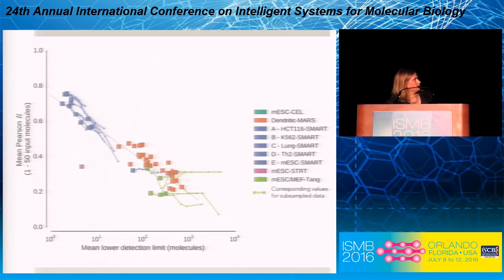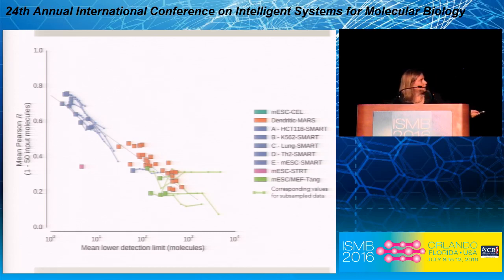Now if we focus on low input molecules, then the accuracy is a bit less. So the quantification is more reliable for higher abundance genes. That won't be too surprising to you. And the mean lower detection limit is anti-correlated with the accuracy. So the more accurate a method is, in general, the more sensitive it is as well, and particularly for these lowly abundant, lowly expressed species of molecules.